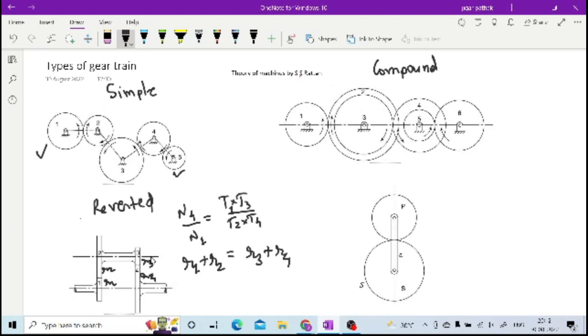It is generally used in some clocks and sometimes in a simple lathe, for the back gear, in order to give speed to the chuck. So this is how the reverted gear train is used.